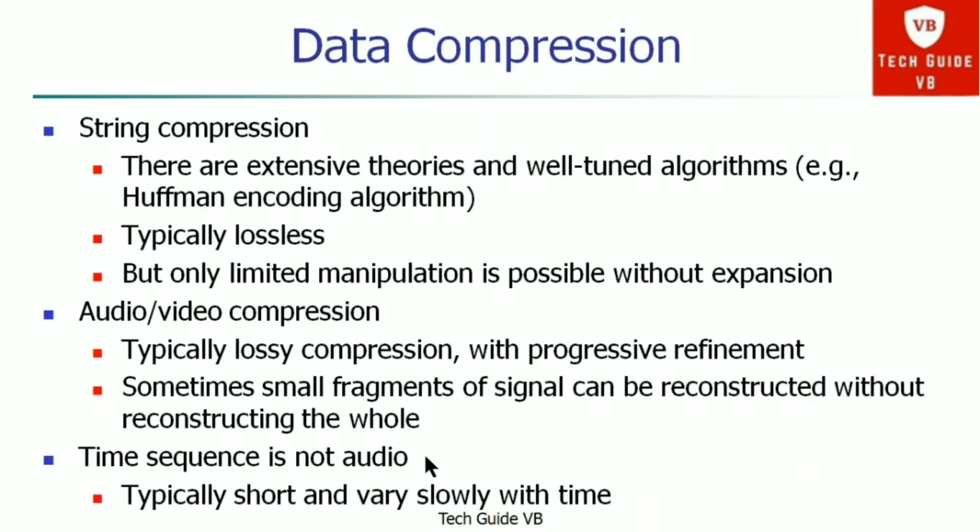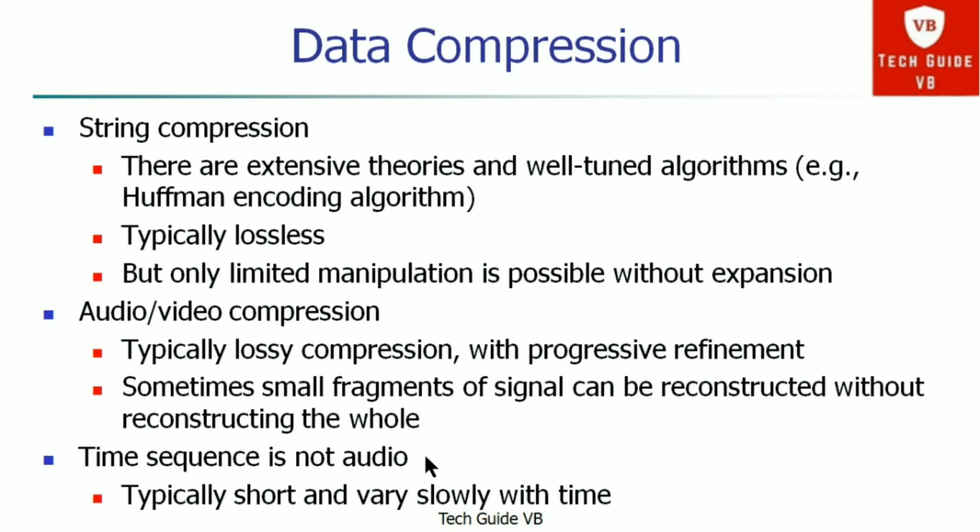Then the next part is data compression. Different types of data are there, like string data, audio video data, and time sequence or time series data. So how to compress that data is very important because reduction requires compression. First we will see string compression.